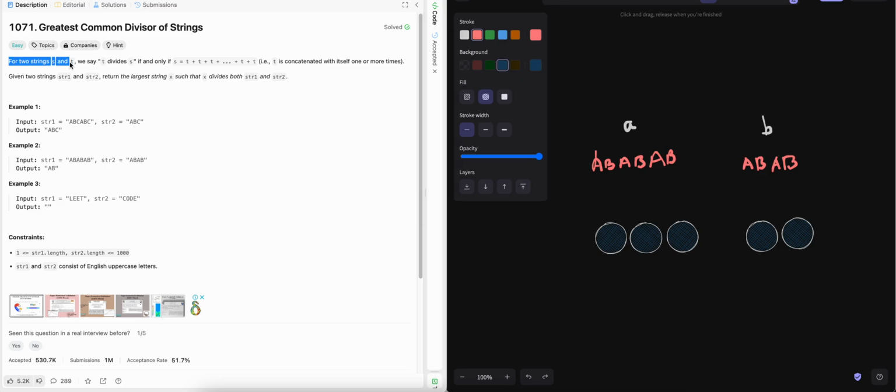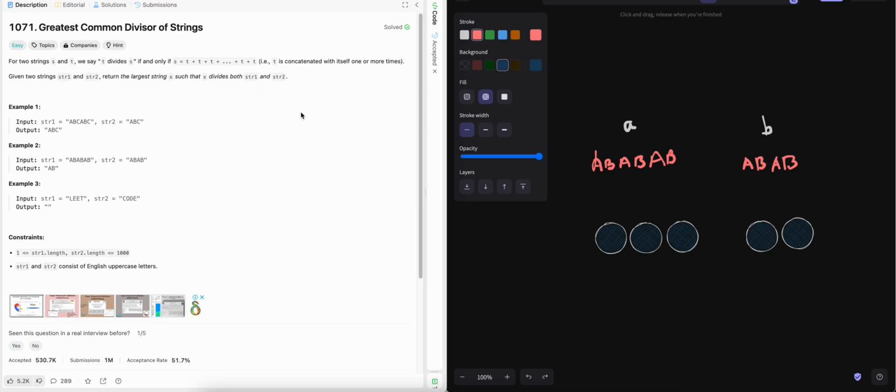For two strings s and t, we say t divides s if and only if s is equal to t plus t plus t, that is, t is concatenated with itself one or more times. So what it is trying to say is, there are two strings s and t, and we say the string t divides s if it can be represented in this form. A component of the t string is repeated multiple times such that it constitutes s.